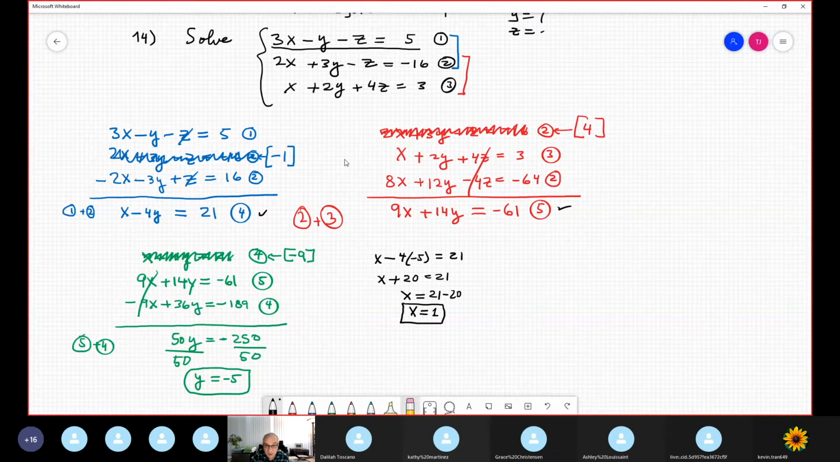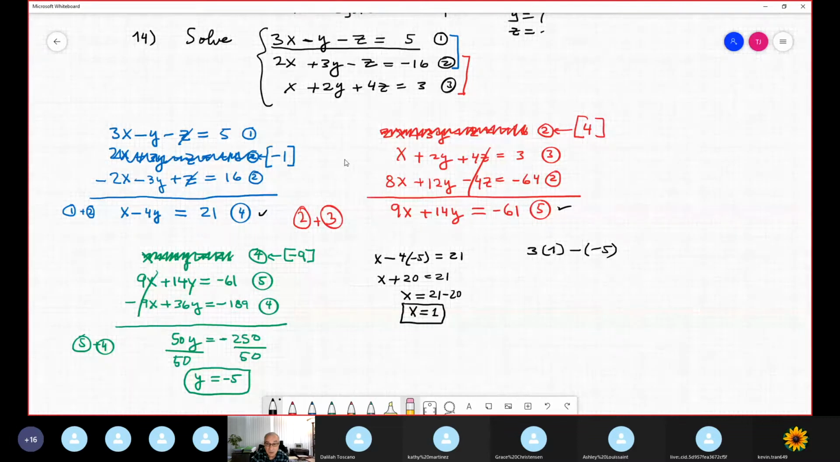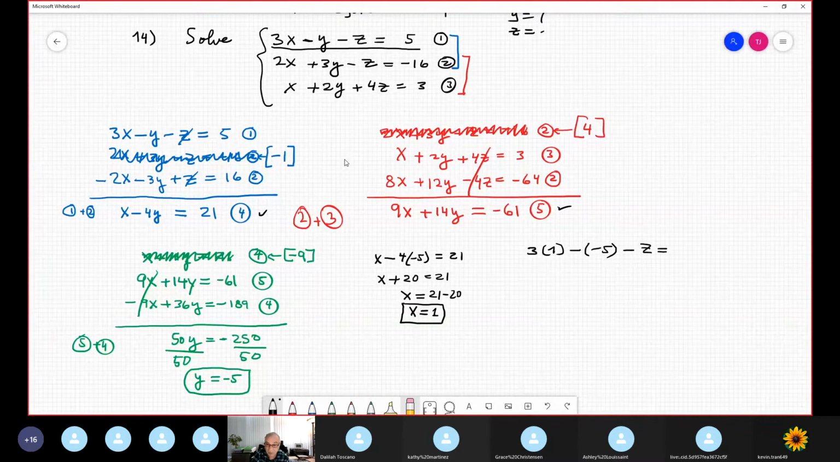And the first one is 3x, but x I know is 1. Minus y, which is negative 5. Be careful with the sign. You replace the entire y by negative 5, and you respect this negative here. Minus z, I have no idea who that is, equals 5. Okay? This is 3, this is 5. Minus z equals 5.